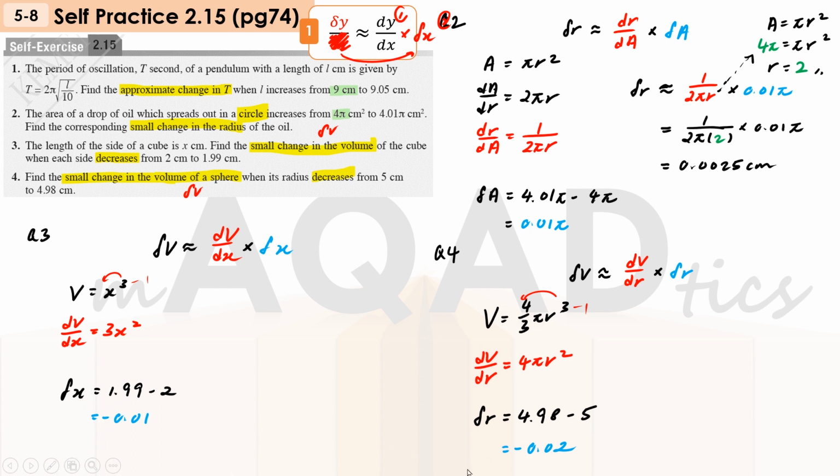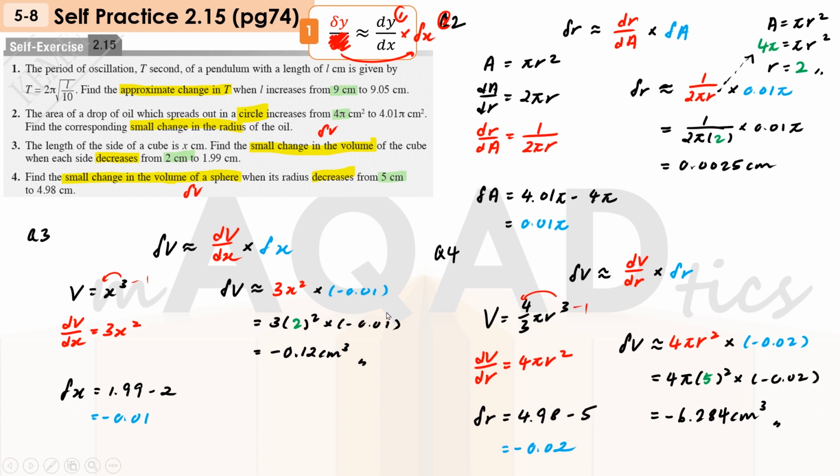So once we have these two values, we can multiply them together, but we need to substitute the original value of x and the original value of r first. So x would be 2 cm, r would be 5 cm. Once we multiply, we look at the answers.